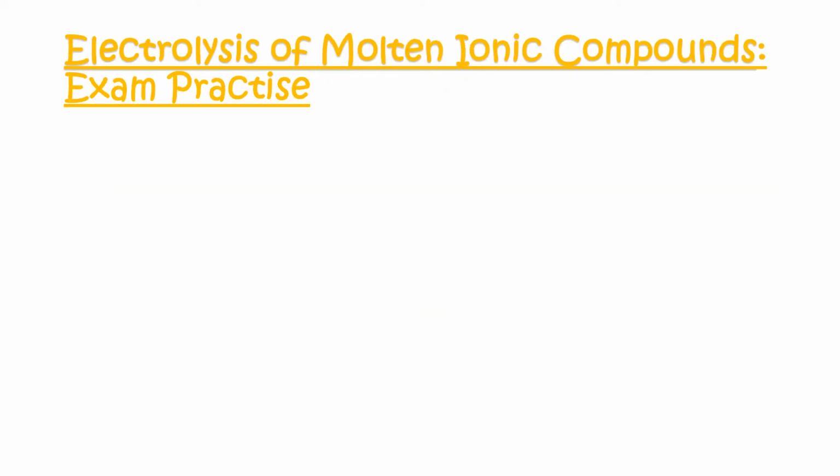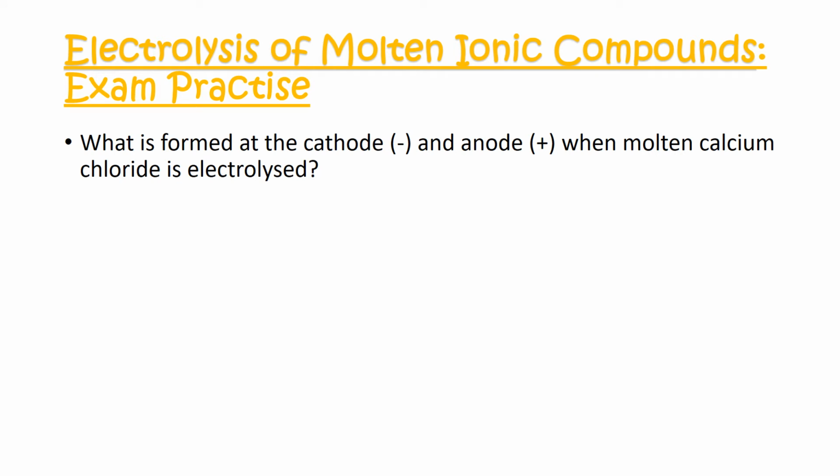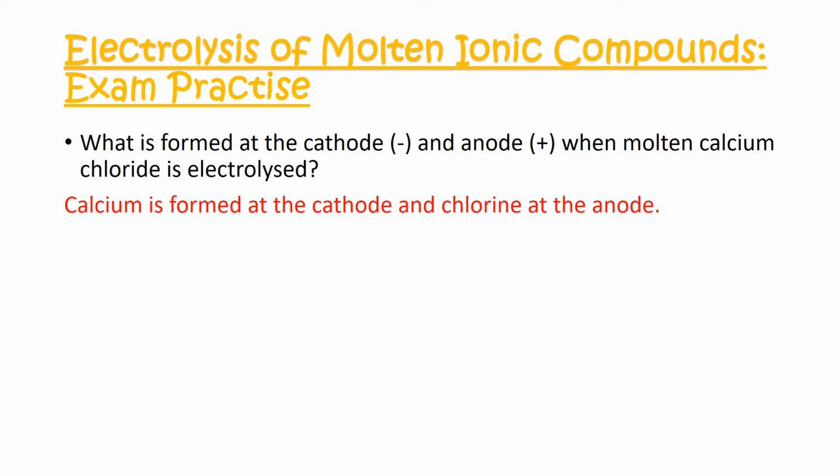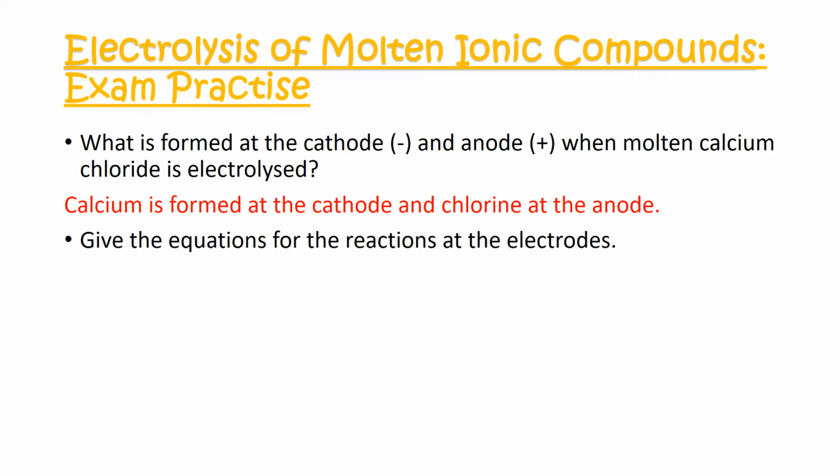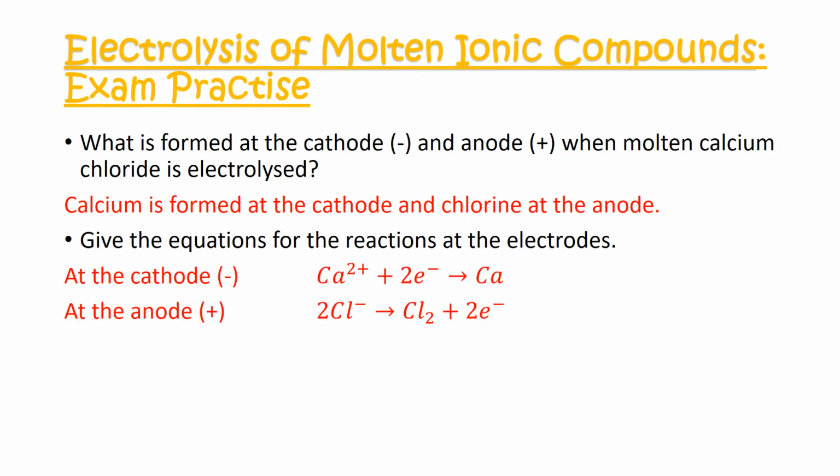Here are some exam practice questions. What is formed at the cathode and at the anode when molten calcium chloride is electrolyzed? Calcium is formed at the cathode and chlorine at the anode. Give the equations for the reactions at the electrodes. Here is the equation for the cathode, and here's the equation for the anode.